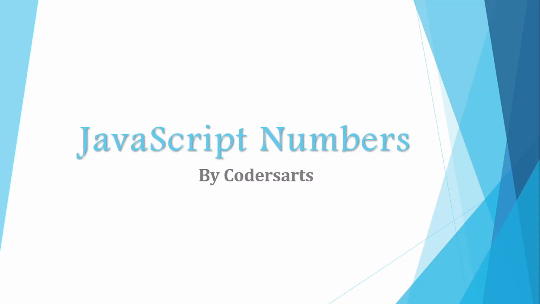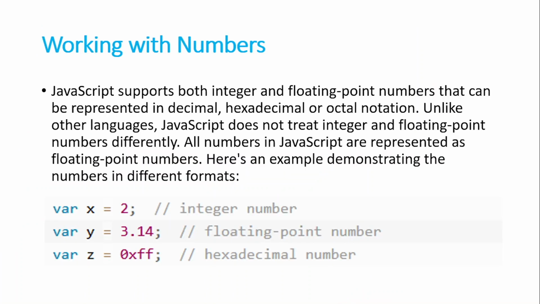So hello everyone, in this video we'll be working on numbers. So let's understand what the numbers data type is, how we can actually work with numbers, and what kind of operations we can perform on numbers. JavaScript supports both integer and floating point numbers that can be represented in decimal, hexadecimal or octal notation.